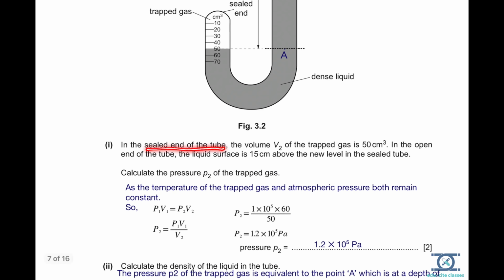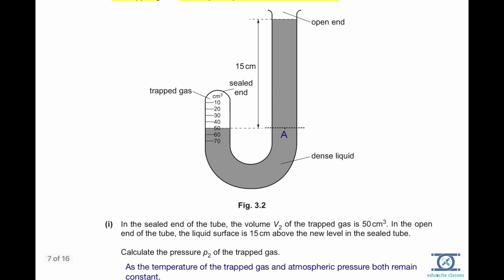So in the first part, in the sealed end of the tube, the volume V2 of the trapped gas is 50 centimeter cube, and in the open end of the tube the liquid surface is 15 centimeter above this level. Calculate the pressure P2 of the trapped gas. We have to find out the pressure in this trapped sealed end gas.